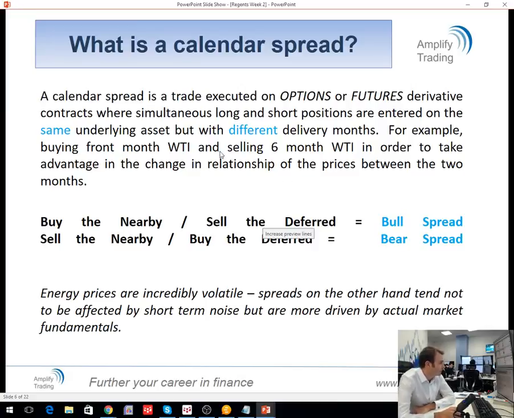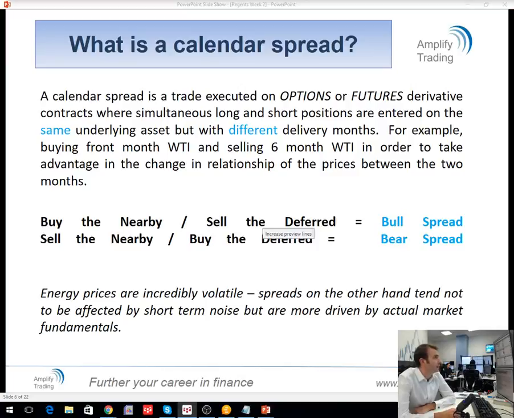So when we talk about a calendar spread, it can be done in options or futures derivative contracts, where you're taking a simultaneous long and short position entered on the same underlying contract, but with different delivery months. So to put it very simply, it would be as if you're going long, let's say June oil, and short December oil. Okay, so you're buying one and you're selling the other, or you're selling June oil, so you're selling oil for June delivery, and you're buying oil for December delivery.